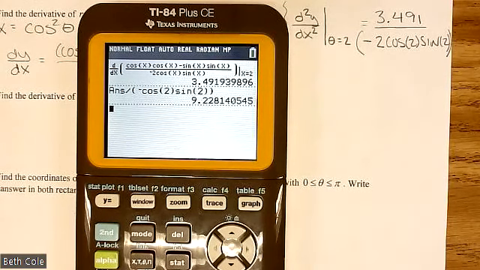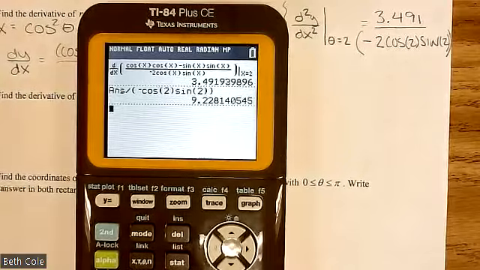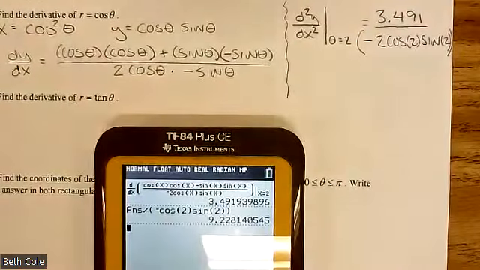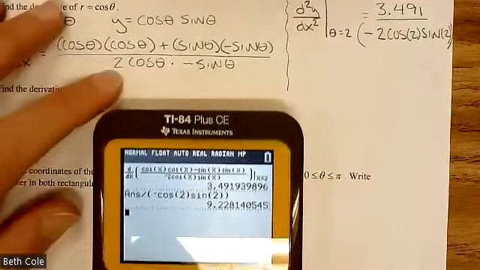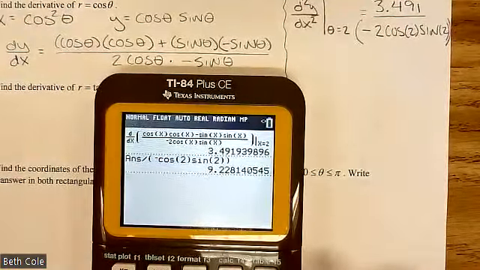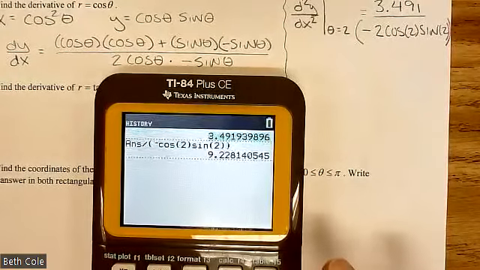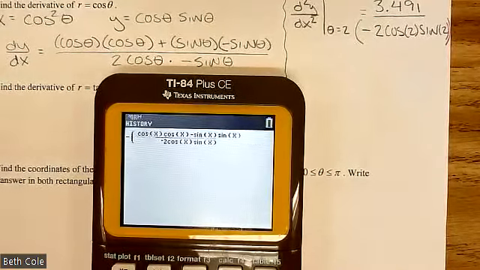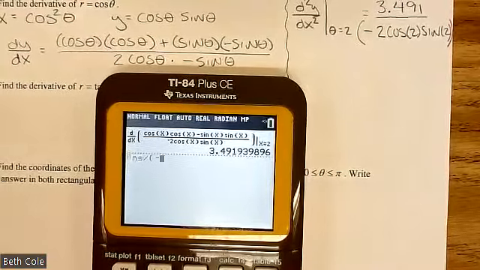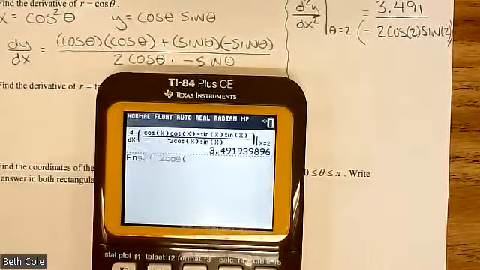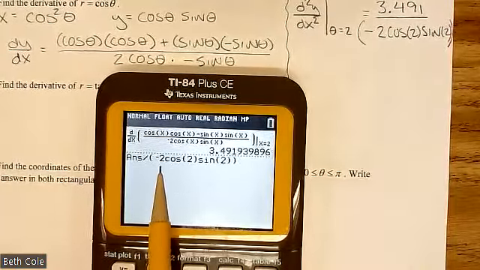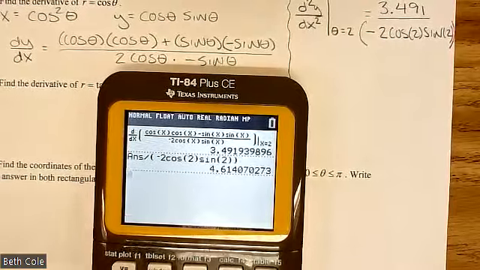Wait, I don't think mine's right. What happened? Oh, I didn't put the 2. Hold on. Let me fix it. I got 4.6. You know what? I'm going to have to clear and go back. Okay, so I have that divided by parenthesis. I forgot the 2. See, you know what? This is exactly why I don't like the calculator stuff. If you hit one button wrong, it's wrong. I forgot that 2 and my answer was wrong. There we go.